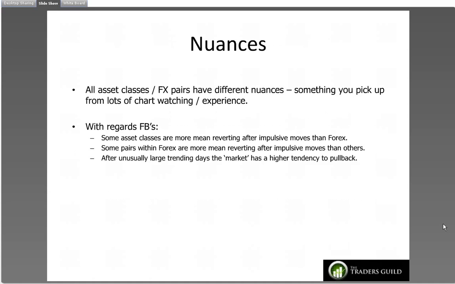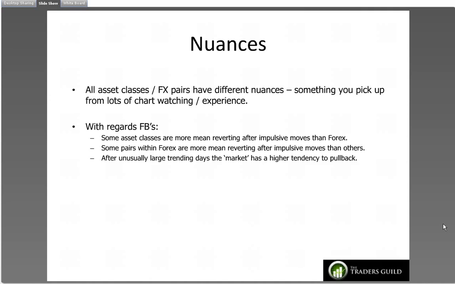Nuances. As you trade, you pick up things. You spot things. Chart watching brings experience, which brings things you notice that you don't read in a textbook. Every pair trades differently, and every asset class trades slightly differently. The same concepts work because it's all based on order flow, which is based on market participants, which is based on herd mentality, and that exists across the board. It doesn't matter what asset class you trade, as long as it's liquid enough, you're going to have that order concentration. But within that, certain pairs behave slightly differently.